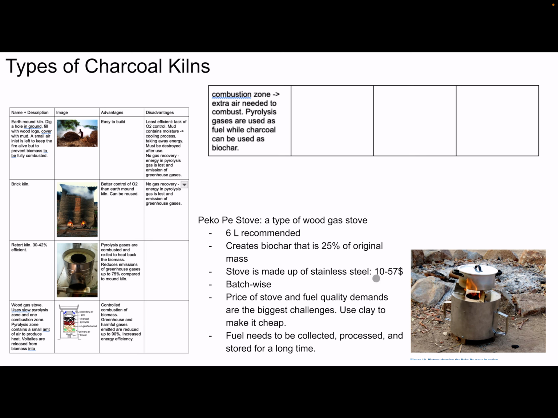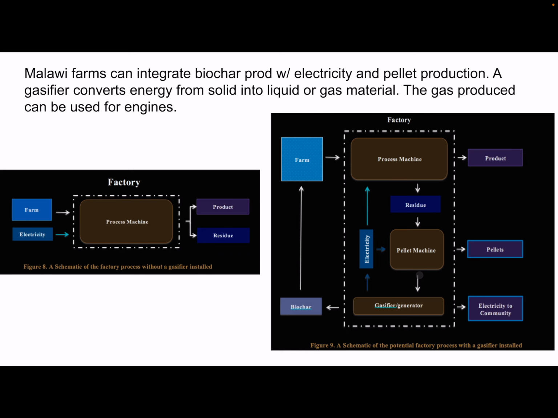And this is some of the statistics behind it. It's made out of stainless steel. It creates biochar that is 25% of the original mass. Some of the disadvantages of the Peko Pay stove is that it is slow because it works batch-wise, so it can't produce a large amount of biochar at once. The biggest challenges are just the price of it, and it needs fuel. And the fuel that it needs has to be collected, processed, and stored for a long time.